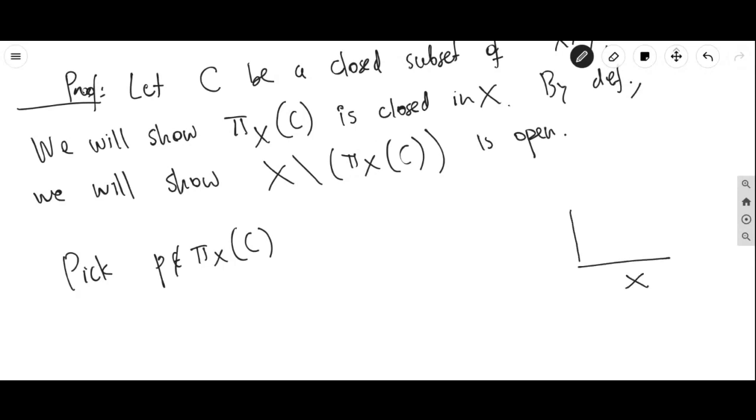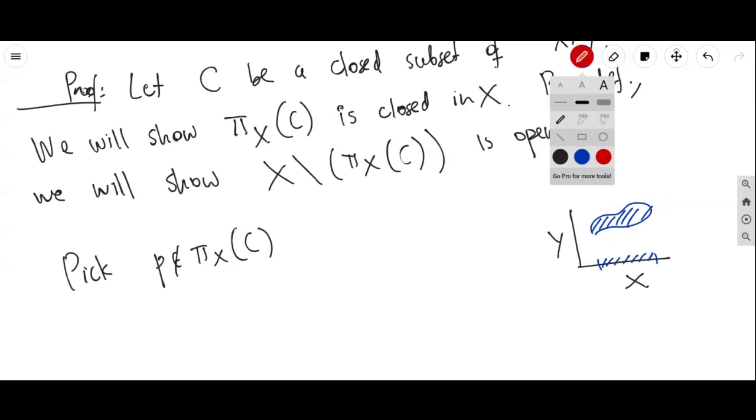This is X, this is Y. If you have a closed set that looks like this, let's say, this is your closed set. When you project it, it's everything. And if it's everything, you win. So the more important case is when it goes something like this, and you project it, it's not everything. So there's some point P which is not in the projection. So this is the projection of this closed set.